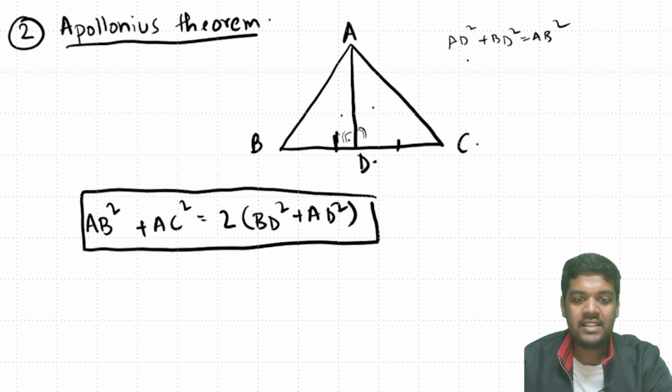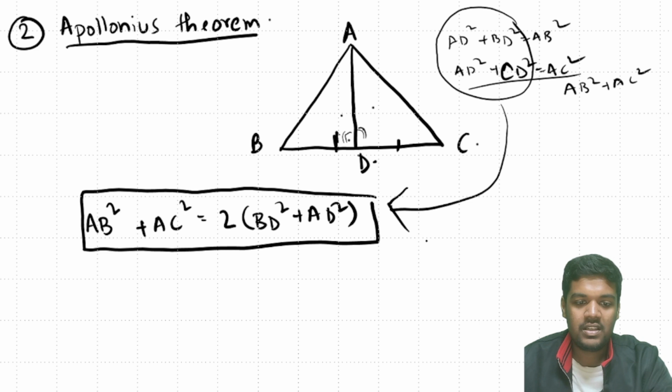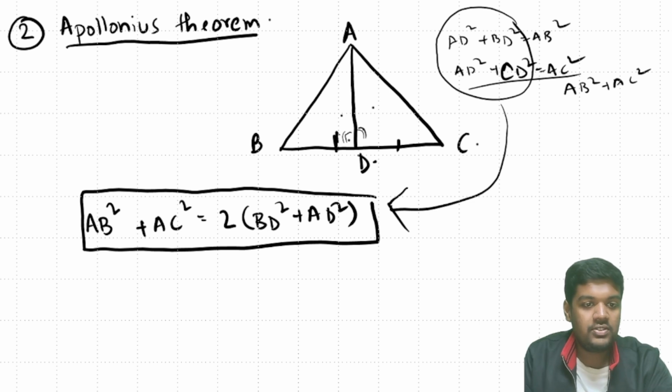Similarly in triangle ACD, AD square plus CD square equals to AC square, right? अब आप ये दो इक्वेशंस को ऐड कर दोगे, सो आपका आएगा AB square plus AC square RHS में, और LHS में this whole thing का sum is nothing but this 2 into (BD square plus AD square). You can remember this formula like this also. So this is the Apollonius theorem. Let's move on to the angle bisector theorem.